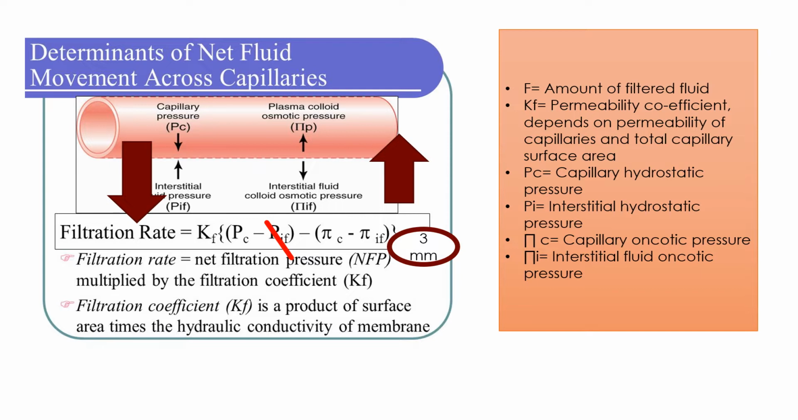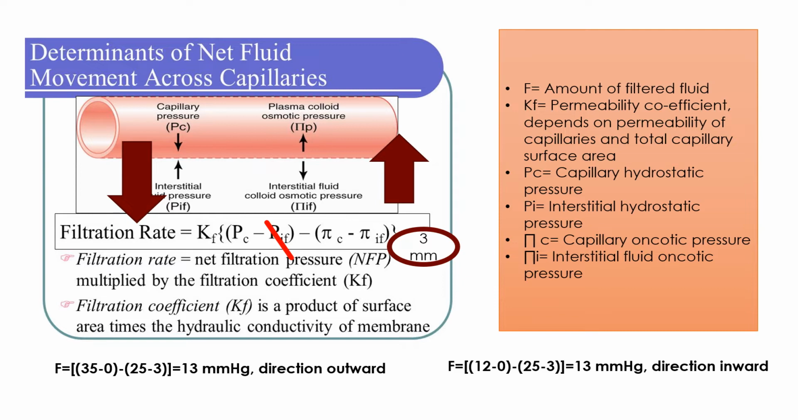So if we calculate the filtration pressure at the arterial end, we will see that it is equal to 35 mm of mercury, the hydrostatic pressure of the capillary, minus 0, the hydrostatic pressure of the interstitial fluid, minus the oncotic pressure of 25 mm of mercury, minus 3, the oncotic pressure of the interstitial fluid. The value comes around 13 mm of mercury, and the direction is outward. That means fluid moves out into the interstitial space from the capillaries.